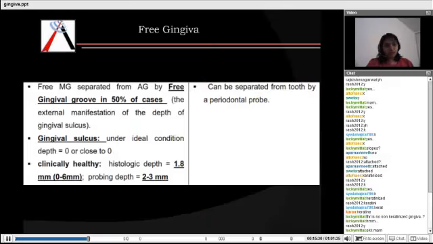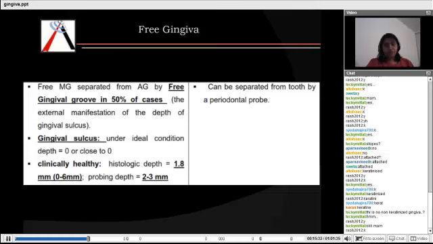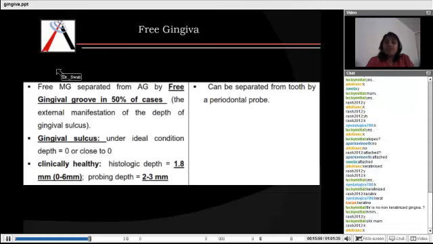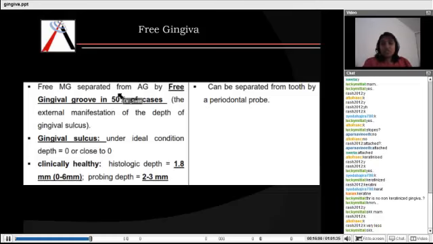Now look at this point over here. The free gingiva or the marginal gingiva is separated from the attached gingiva by a free gingival groove in 50% of cases. For the rest of the 50% of cases, that doesn't mean that they don't have marginal gingiva. That simply means that there is no obvious free gingival groove. So what is the free gingival groove? It is nothing but the external manifestation of the depth of the gingival sulcus.